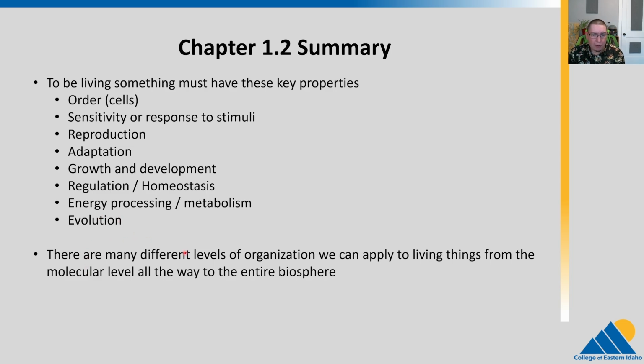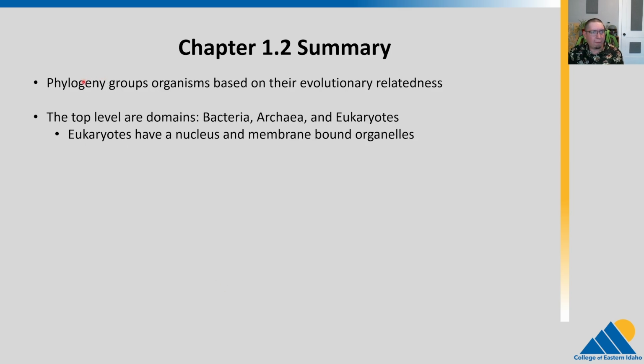There are many different levels of organization that we can apply to living things. We talked about stuff down at the molecular level, and we can look all the way up to that biosphere level, right? We're going to stick down lower in this course. We talked about phylogeny. This is grouping organisms based on their evolutionary relatedness, and that builds basically a tree of life. And then at the top level of our taxonomy, of our organizing of organisms, we have our three domains: bacteria, archaea, and eukaryotes. Eukaryotes have the nucleus and have membrane-bound organelles.